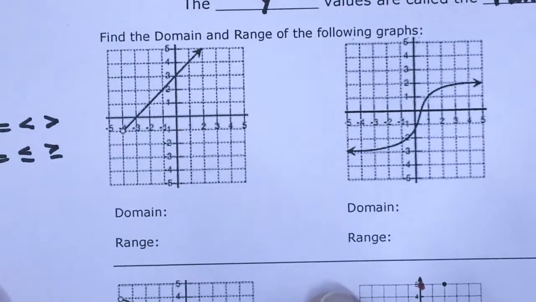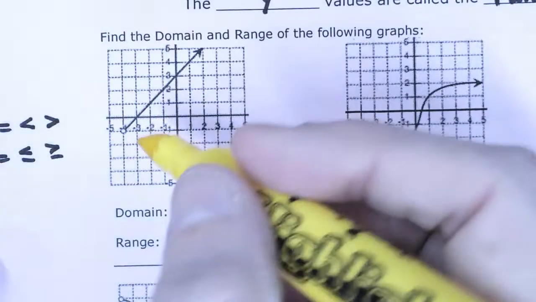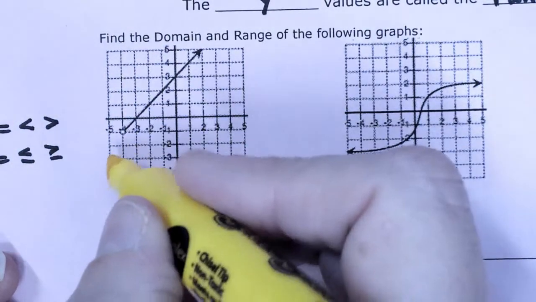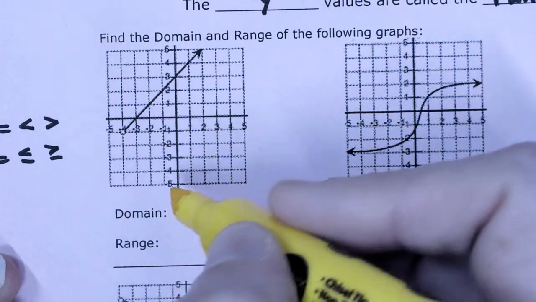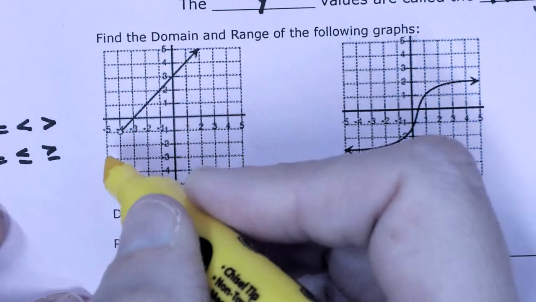Now, when we have graphs like this with connected lines, we're going to treat them a little differently. I call this strategy the blockout strategy, and I think it works pretty well. What you're going to do is, anywhere that you don't have values, you're going to block them out with your highlighter.